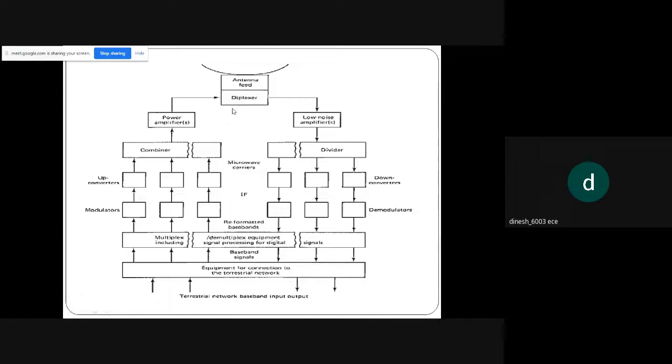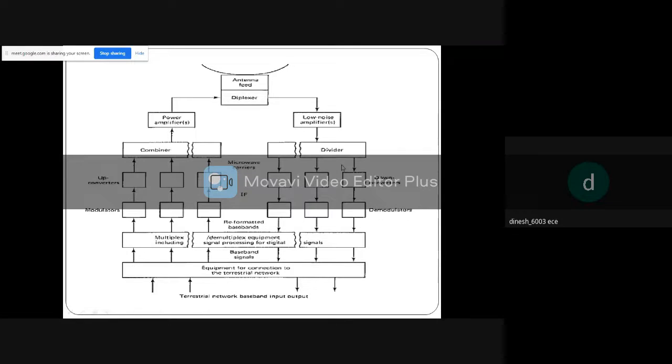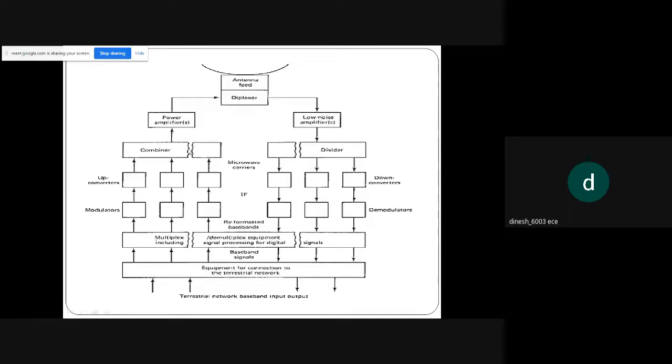We have diplexer, power amplifier at the transmitter, low noise amplifier at the receiver, combiner at transmitter, divider at receiver, up converters in transmitter and down converters in receiver, which carry your microwave carriers. And in IF frequency, we use the modulators at transmitter, demodulators at receiver.